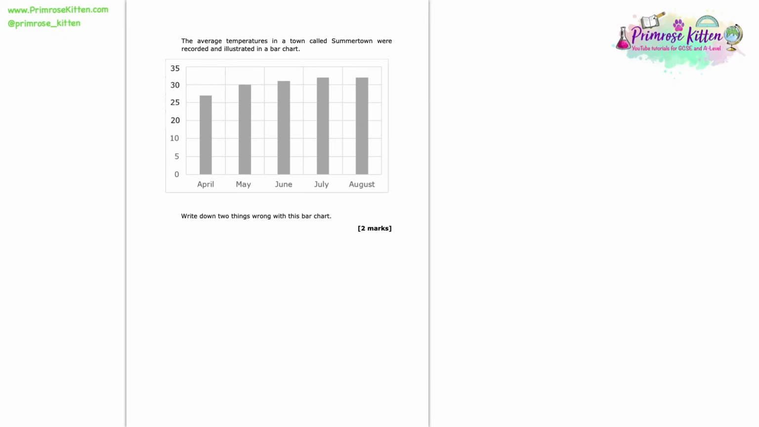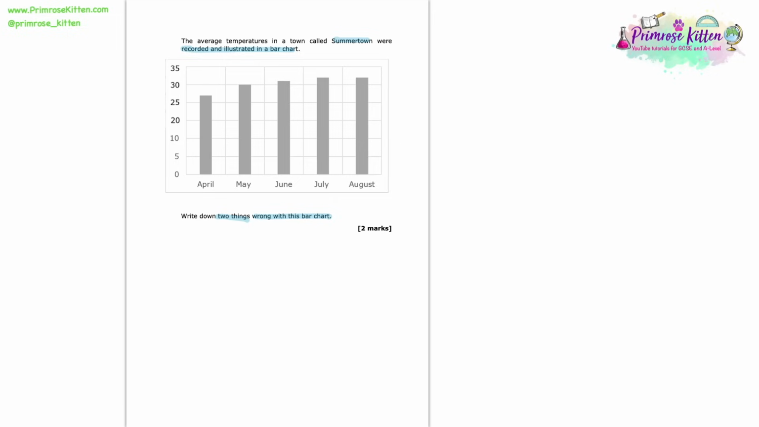Here we're told that the average temperature in a town called Summertown were recorded and illustrated in a bar chart. If we look at this bar chart though, we can see it looks a little bit incomplete, and that's where the question is going. They want us to write down 2 things that are wrong with this bar chart.